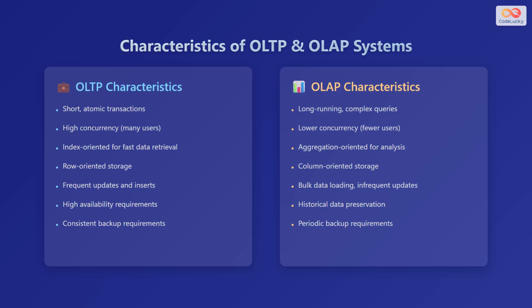Delving deeper, let's explore the characteristics of each system. OLTP systems are characterized by short, atomic transactions, high concurrency with many users accessing the system simultaneously, and index-oriented design for fast data retrieval. They also use row-oriented storage, frequent updates and inserts, and require high availability with consistent backup requirements. OLAP systems, on the other hand, feature long-running, complex queries, lower concurrency with fewer users, and aggregation-oriented design for analysis. They use column-oriented storage, bulk data loading with infrequent updates, preserve historical data, and have periodic backup requirements.